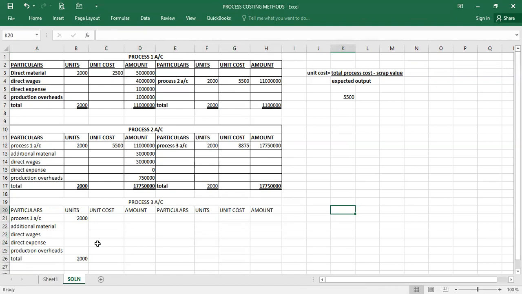Then we put in the units, what we transferred from process 2. We are moving the items from process 2. We've removed that. We are moving it at its own cost, which is 88,750. Then we get also the 177,50,123. Yeah, that's it.